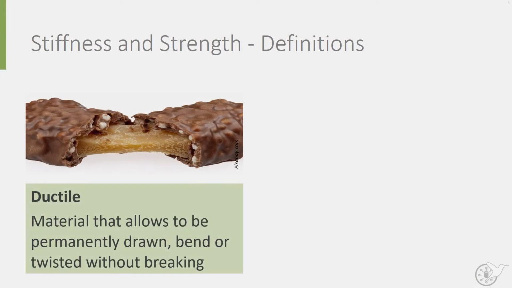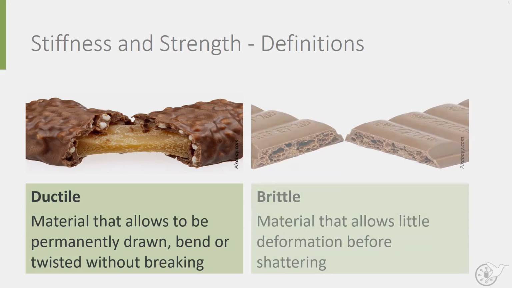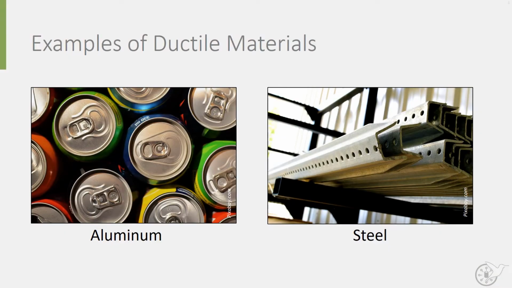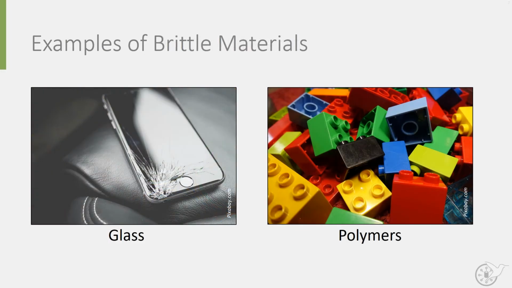This first chocolate bar can be classed as ductile. The material allows for a lot of deformation before breaking in two. The second bar, however, is classed as brittle and allows little to no deformation before breaking. Materials can therefore be classed as ductile or brittle depending on their behavior leading to failure. Other examples of ductile material are aluminum and steel. Examples of brittle materials are glass and polymers, such as the one used in carbon fiber composites.